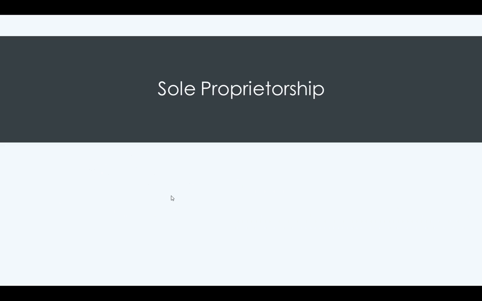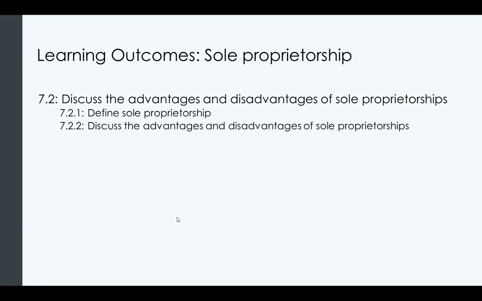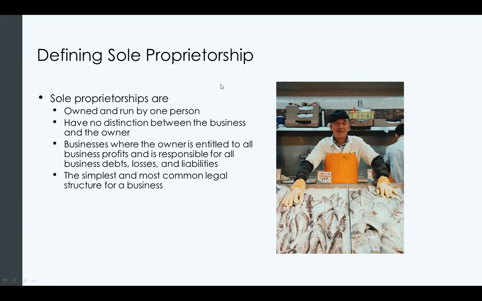Let's look at sole proprietorships first. This is when a business is owned by an individual person. Sole proprietorships are owned and run by one person, one owner, and that's it. There is no distinction between the business and the owner. In other words, the owner and the business are one and the same.